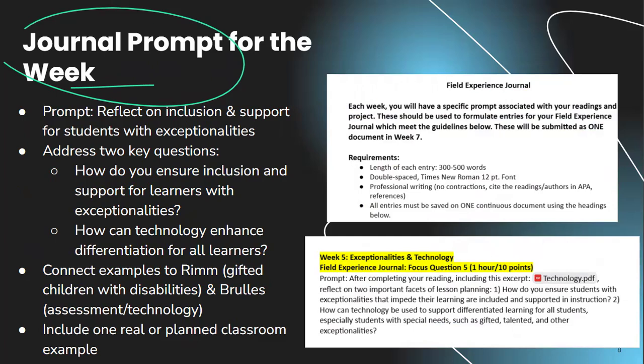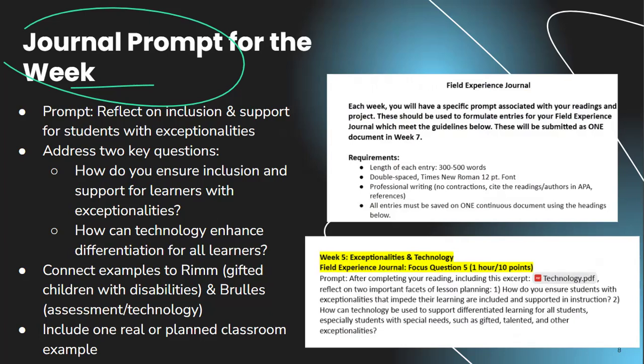If you'll remember, this week you have Journal Prompt 5, and it invites you to think deeply about inclusive practice and technology as a support mechanism for exceptional learners, including those who are gifted, twice exceptional, or have learning challenges. Begin your reflection by describing the context, the subject, age group, and student diversity in your setting. Briefly identify one or more students with unique learning needs. Use pseudonyms or descriptors like a student with dyslexia or a gifted learner with ADHD.